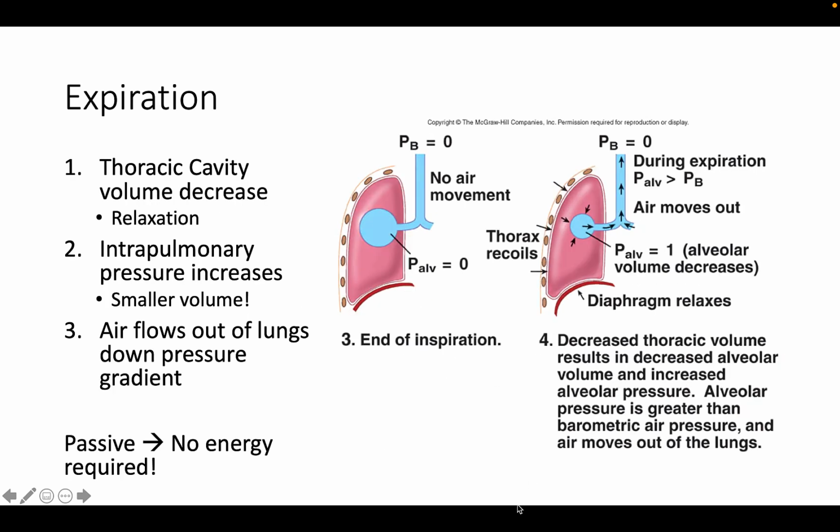Well, now we have air in the lungs. We don't need it in there constantly. We got to get it out. And so the thoracic cavity volume decreases because of relaxation. So these muscles relax. They're not using any energy. Well, since the volume decreases, our pressure increases. So now our pressure is higher than the atmospheric pressure. So our alveolar or intrapulmonary pressure inside the lungs is higher than outside, so that air has to move out of the lungs.